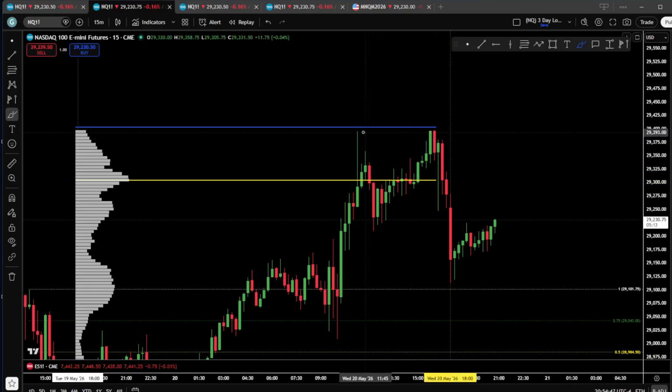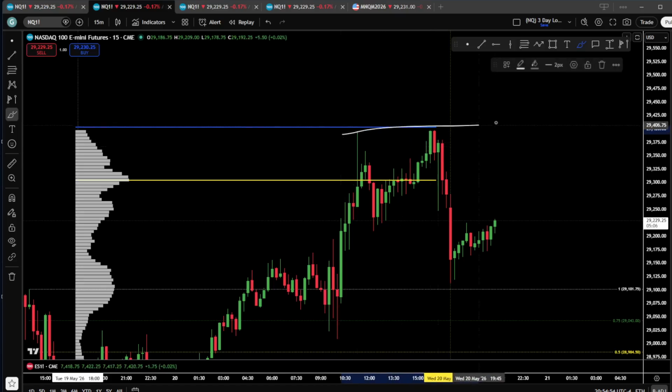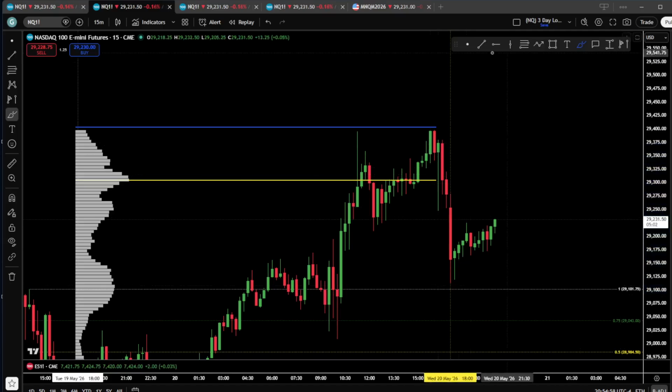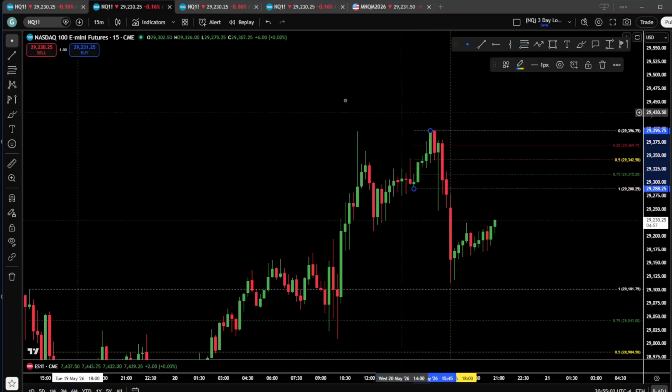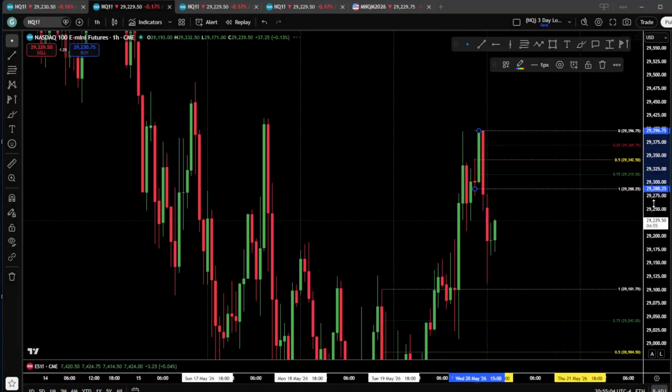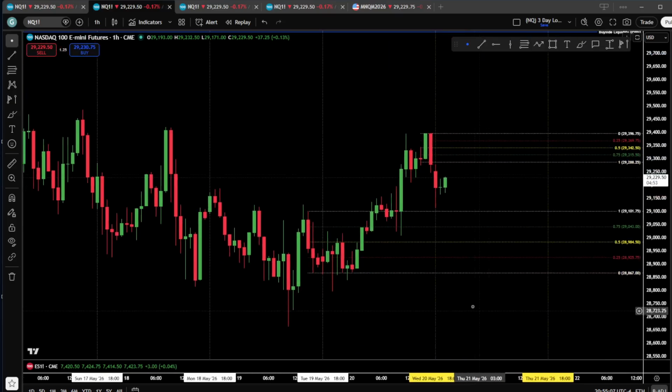Why is this an order block? Well, because price trades above this in the PM session, trades above the London close range, creates a divergence with the S&P 500, and from there trades lower, right? So we have here at these levels a premium order block and a discount order block.